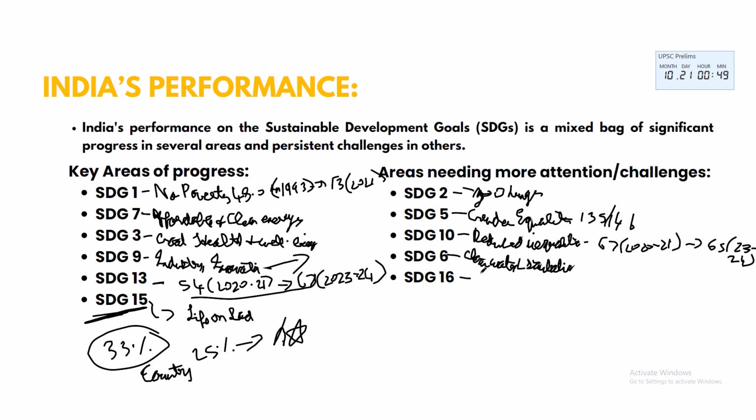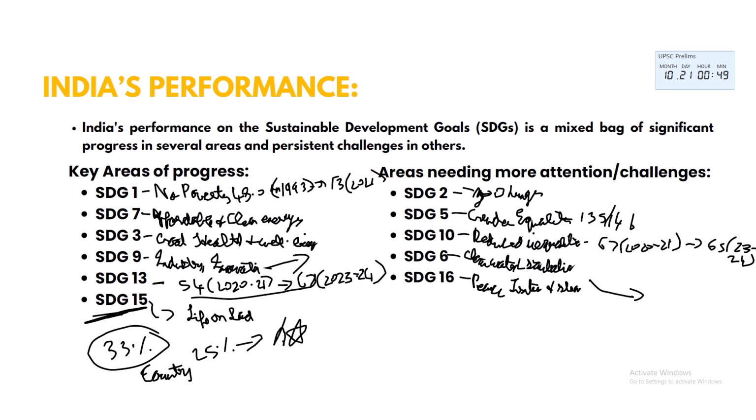Next one is peace, justice and strong institutions. See, global reports indicate setbacks in press freedom and corruption perception of India, and this pushes down, or these are areas which need more attention and are challenges.